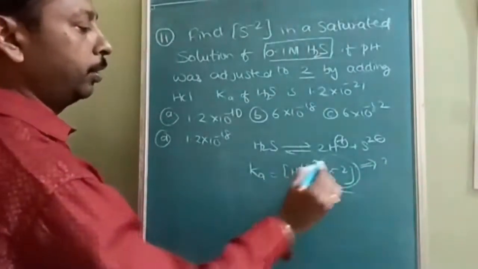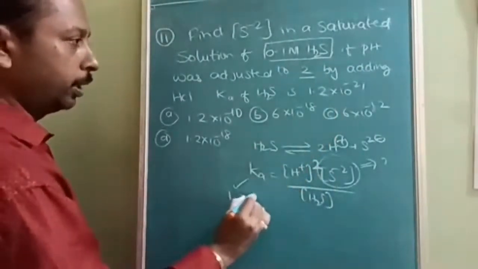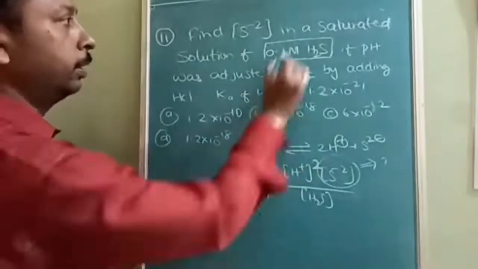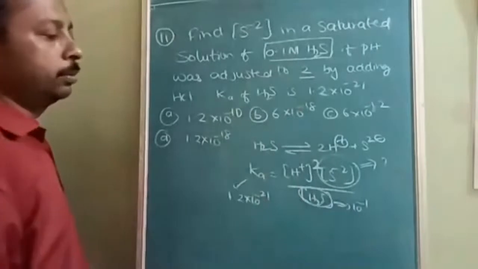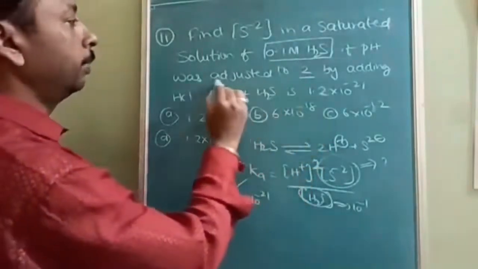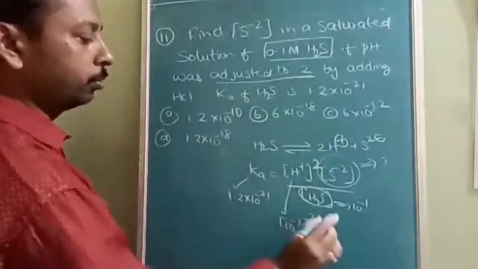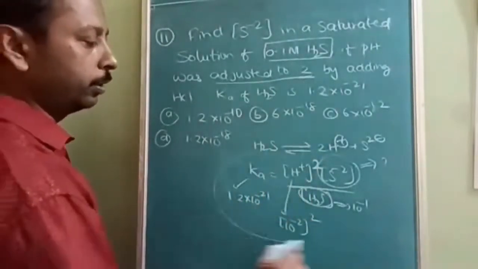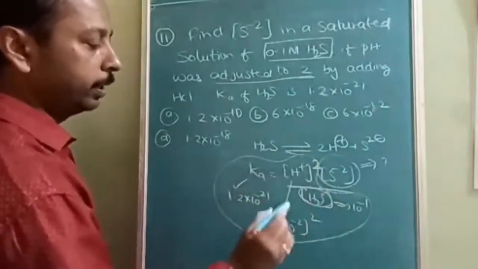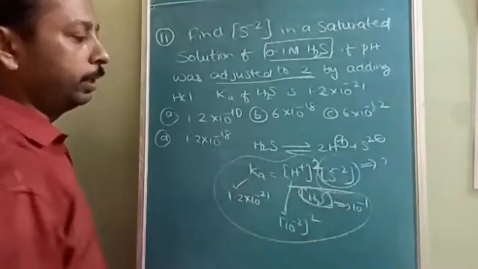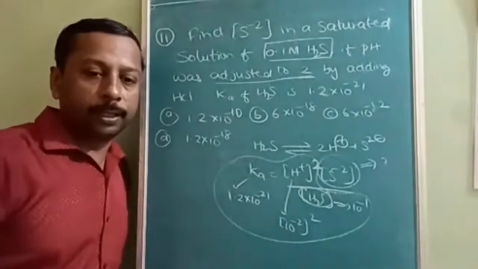I hope the rest are all given. See, Ka is given as 1.2 into 10 to the power of minus 21. Concentration is given as 0.1, which means 10 to the power of minus 1. pH is given as 2, therefore H plus is 10 to the power of minus 2, squared. By substituting all three values, Ka, H plus and H2S, you can find the S2 minus. So substitute and simplify, and you will get the answer. Let me know.